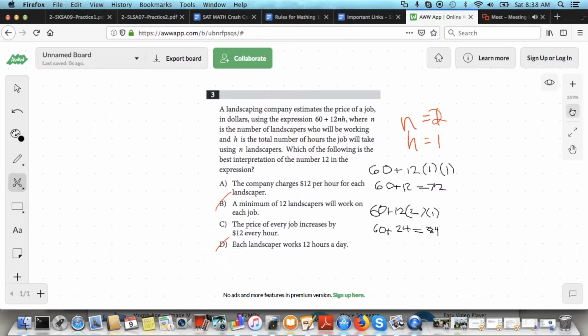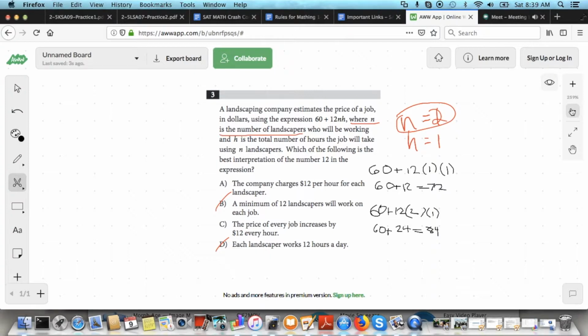We have 60 landscapers. Ooh, not 60 landscapers. No. Remember, we plugged in an N. And here it's important to keep track of what the values that you're plugging in mean. N is the number of landscapers. Does that make sense? It tells us that, right? In the question right here, N is the number of landscapers.